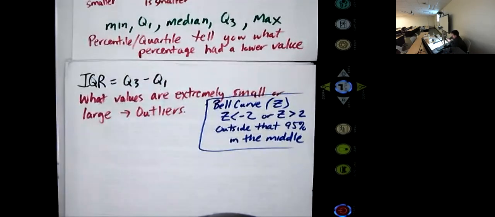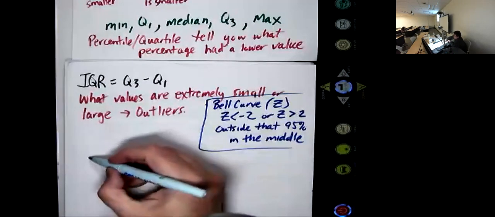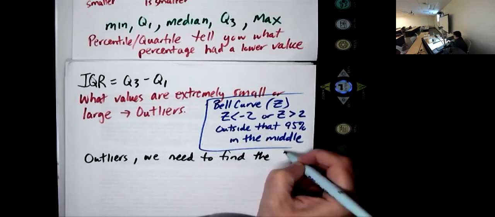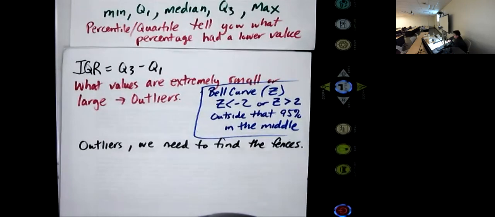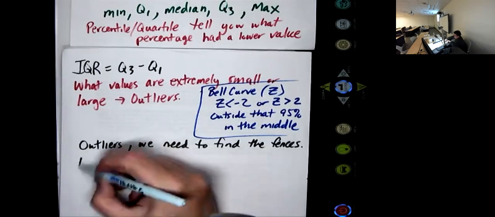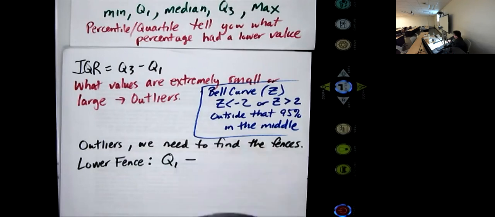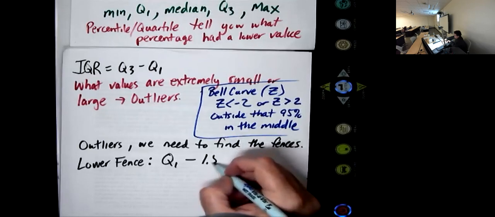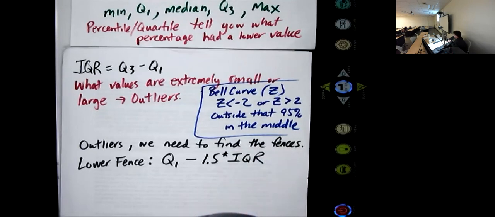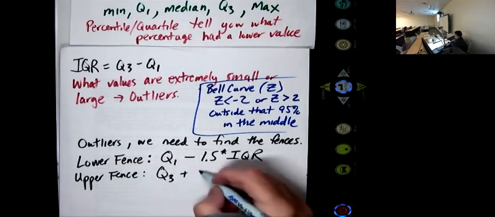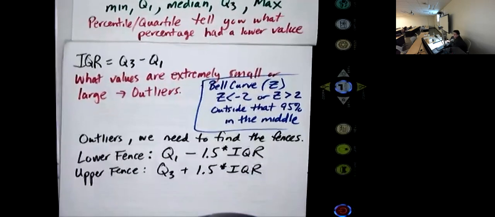For these skewed graphs, the way they figure out outliers is determined like this. For outliers, we need something called the fence. We need to find the fences. The lower fence is going to be the Q1 score minus 1.5 times the IQR. The upper fence is Q3 plus 1.5 times IQR. These are all just numbers, and you're going to end up with a number answer.